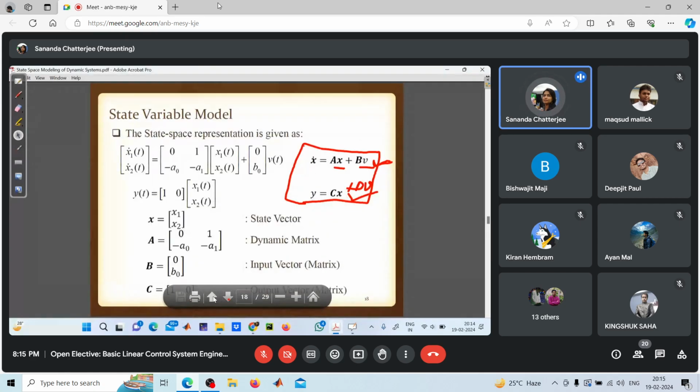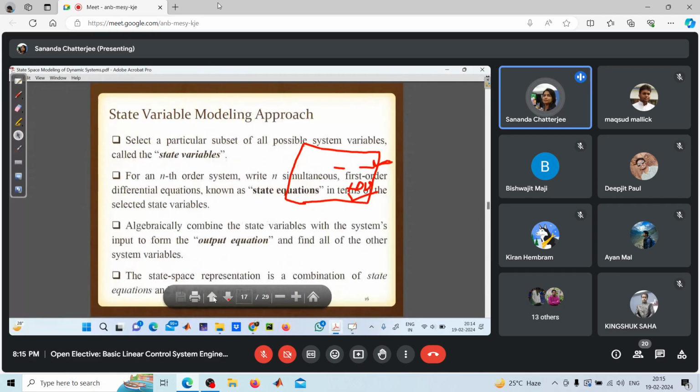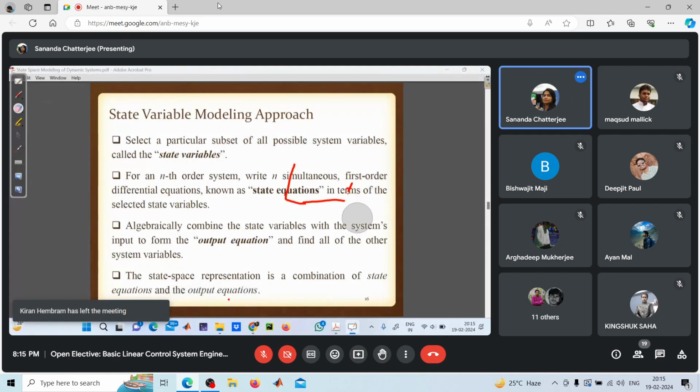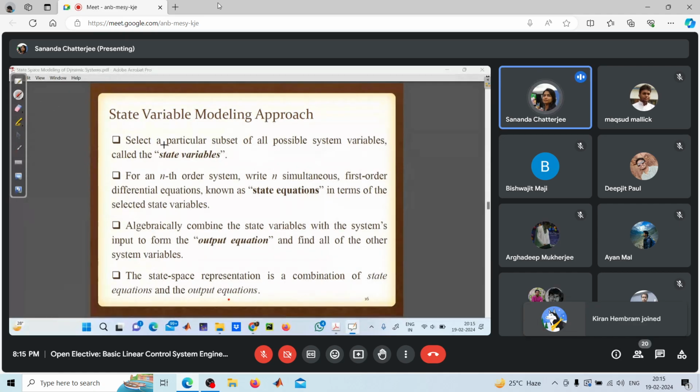Now let me go back to this slide and try to understand in this respect. See in this case, we had a second order differential equation, and for that we had to choose two state variables. So we have taken the output directly as a state and the first derivative of the output as a state. You could have taken something else.